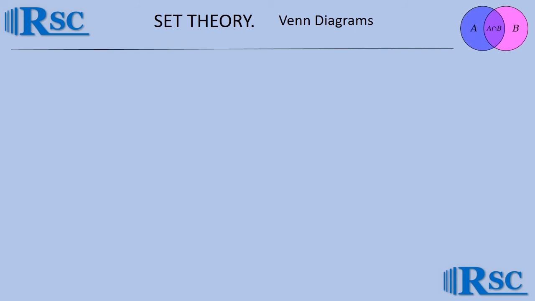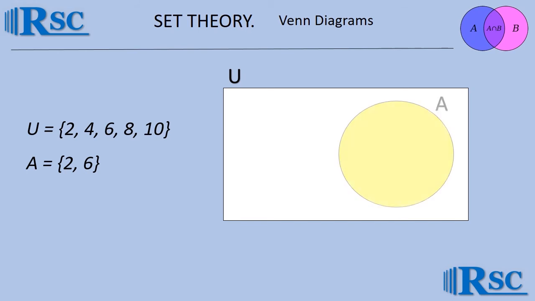So let's say U, or the universal set, is 2, 4, 6, 8, and 10, and A is 2 and 6. We can represent this information by drawing a rectangle for U and a circle or oval for A. The shape representing A has to be drawn inside of U because all members of A belong to U. Next, in the Venn diagram, we insert all the elements to complete the diagram, ensuring that no element is listed twice.